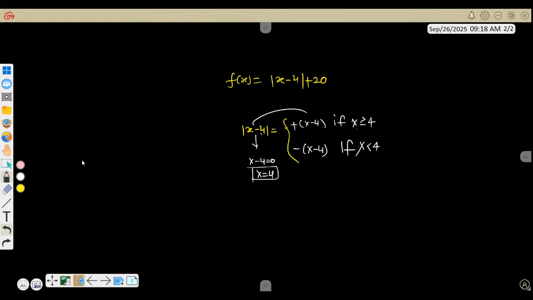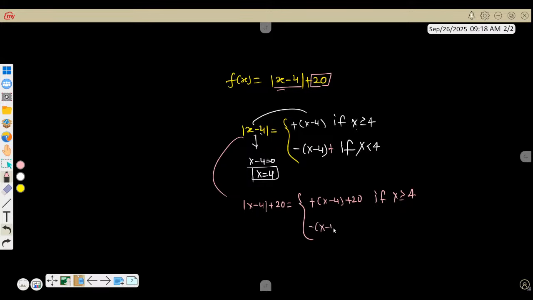Yeah. But you can see the function is not only this, the function also has plus 20. So add 20 on both sides. Now this is the final function. So add 20 here, like this, and also 20 here. Getting my point? Yeah.